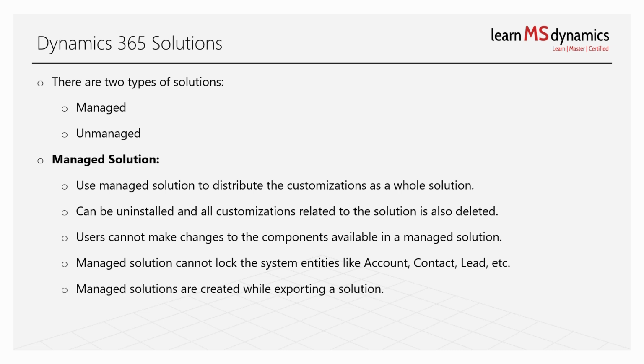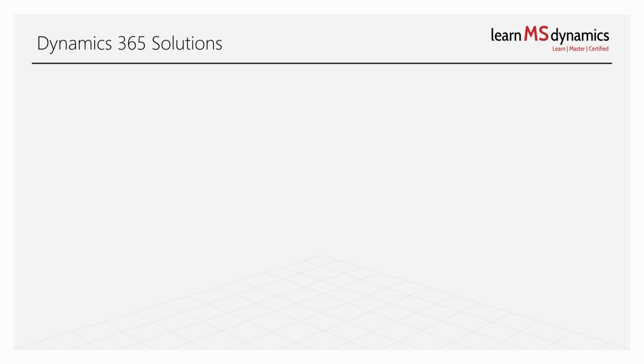So a managed solution can only be created when you export a solution. When you're trying to export an unmanaged solution, you will get an option to export it as either managed or unmanaged. And if you choose managed, then it will export the solution as managed. There is no way to manually create a managed solution in Dynamics 365. And as we discussed, managed solutions cannot be exported. So this is all about managed solutions.